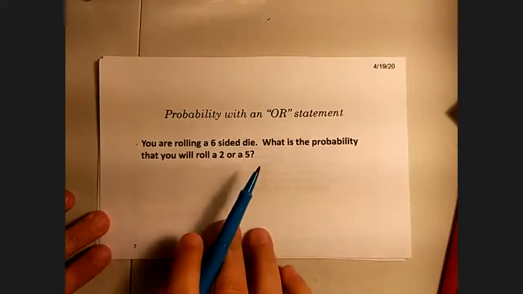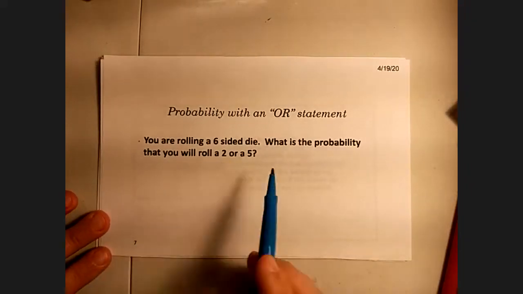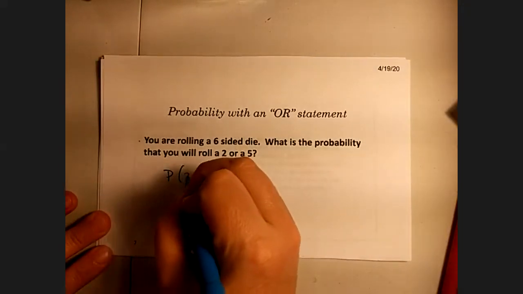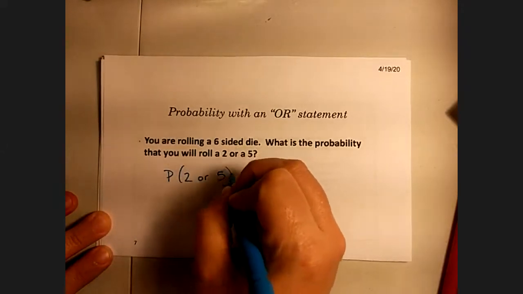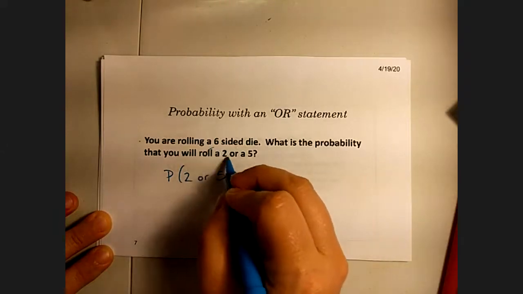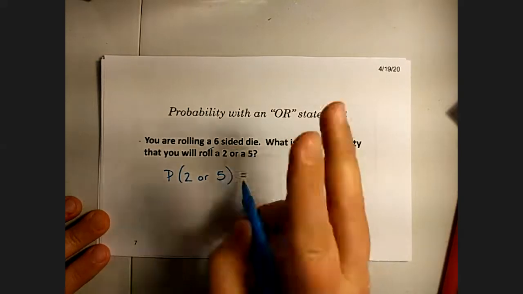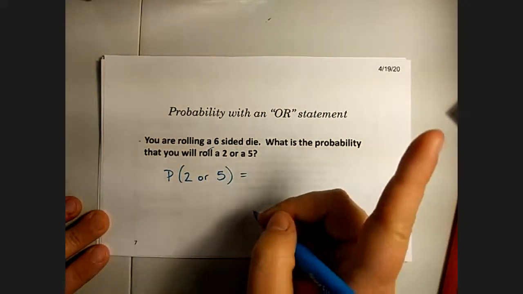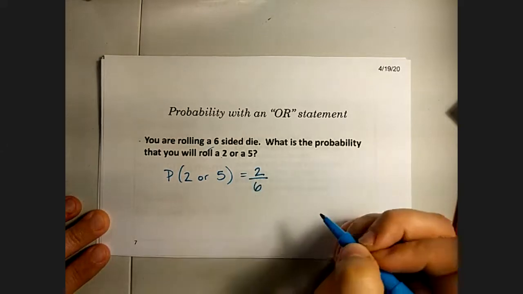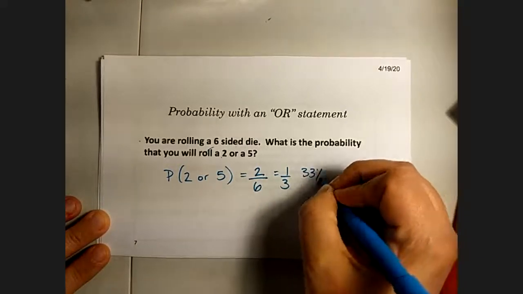Let's start with a fairly simple one. You're rolling a 6-sided die. What's the probability that you will roll a 2 or a 5? If I roll a 2, there's only one way I can win. If I want to get a 5, there's also only one way I can win. But if I'm okay with getting a 2 or a 5, there are 2 out of 6 possibilities that would make me a winner, or in other words, 1/3 or 33%.